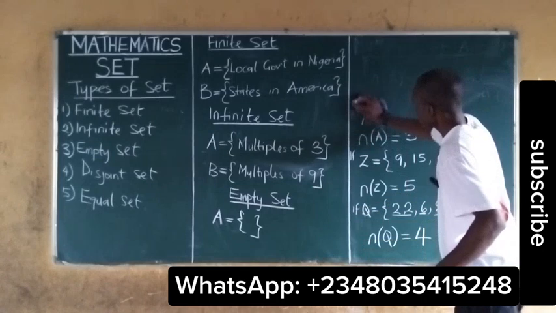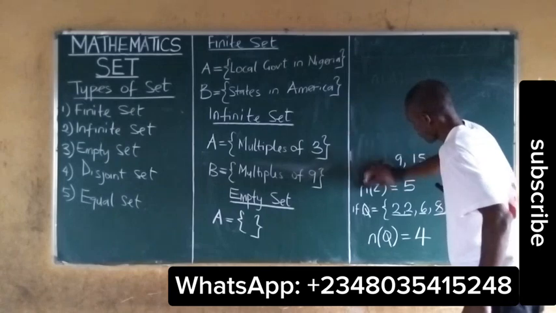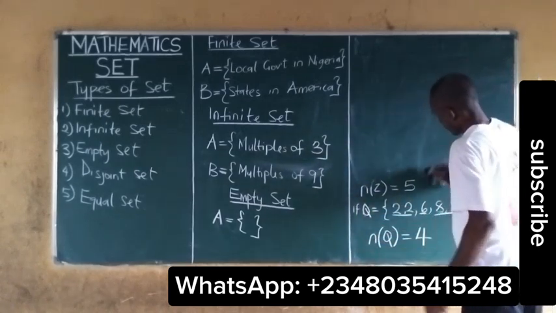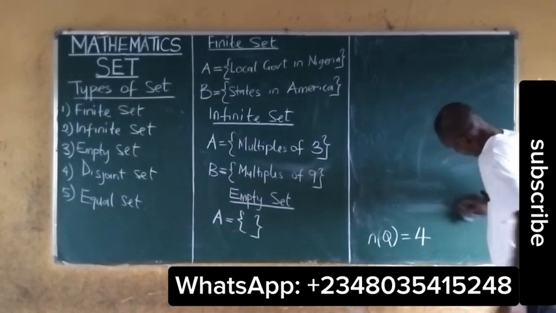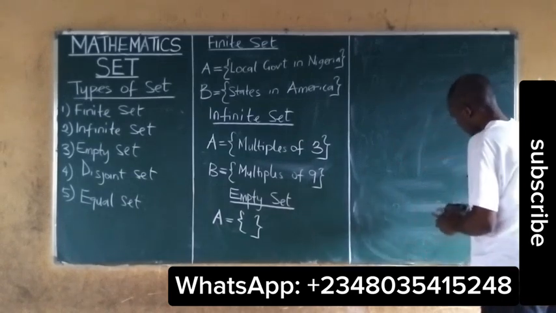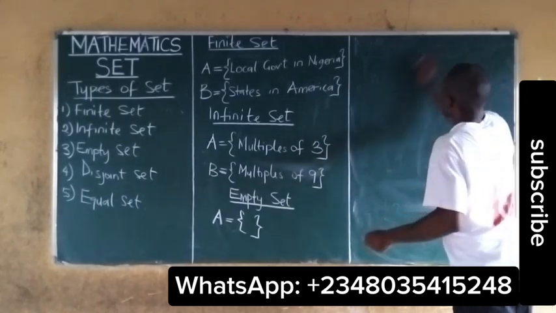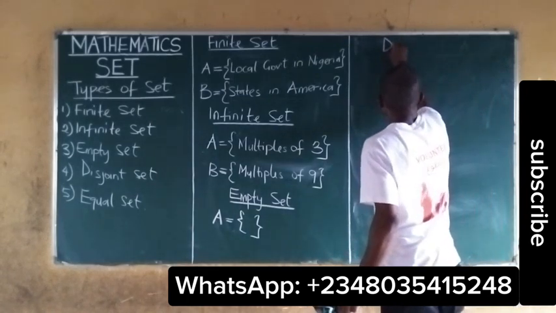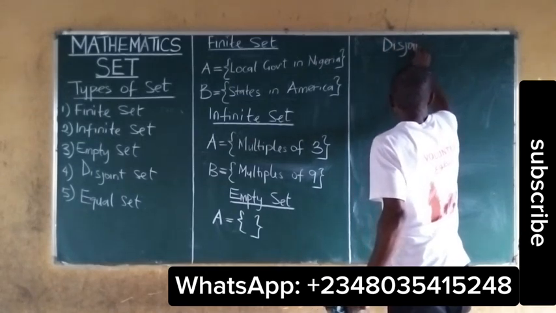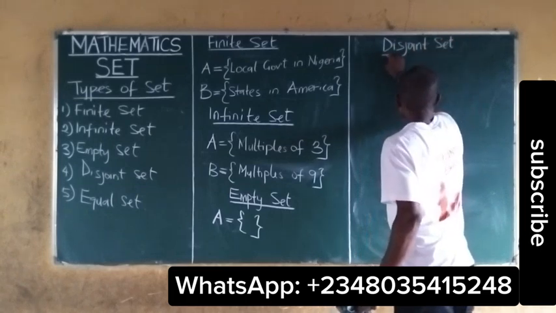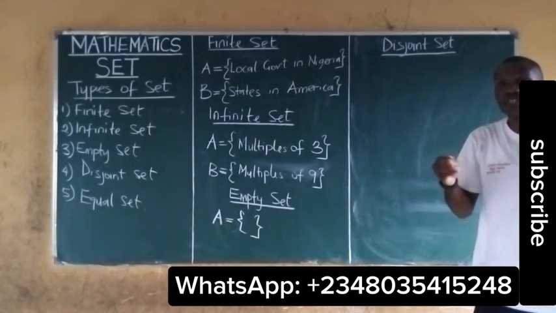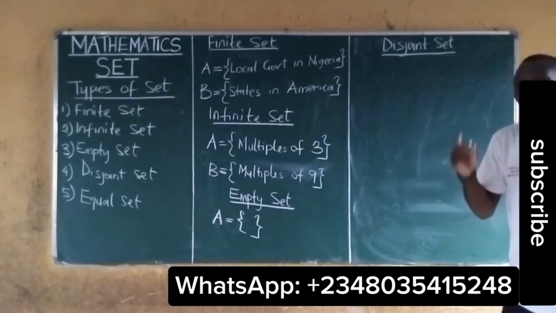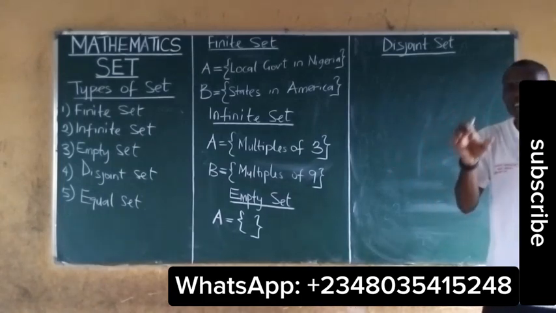Disjoint set. Two sets are said to be disjoint if they have no elements in common.